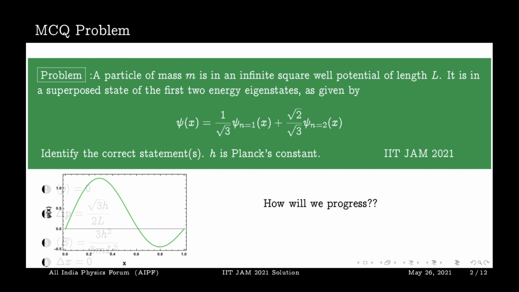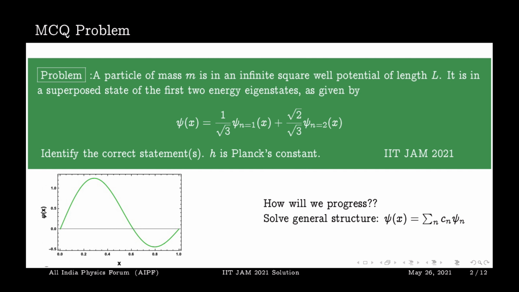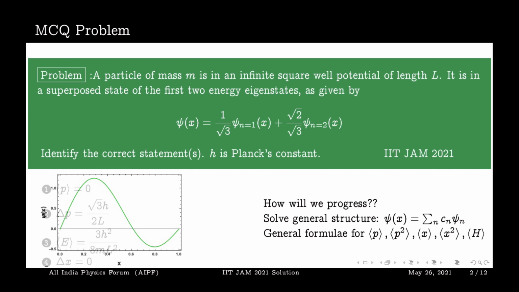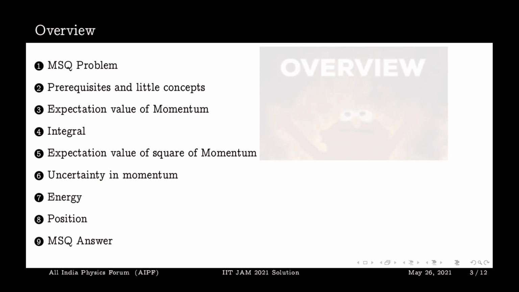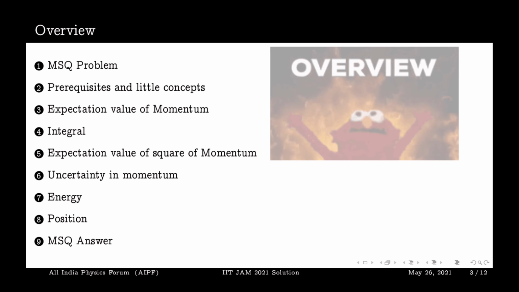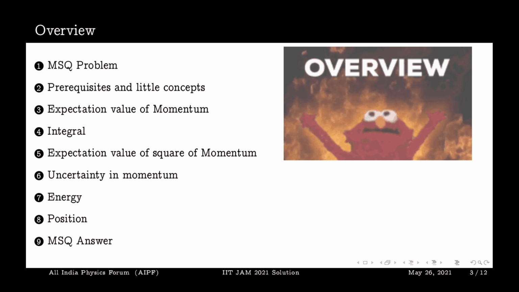So how will we progress? While solving this problem, we will revisit some generalized relations and try to find the solution in detail, and for that we will solve for the general scenario. We will also calculate the expectation value of p square, x square and the Hamiltonian, and obviously from that you can calculate the uncertainty or standard deviation. So this is the overview of the topics that we will try to touch while solving the problem.